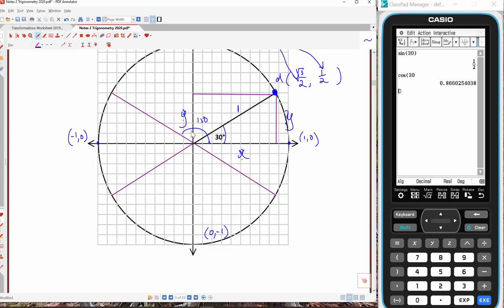All right, so let's mark in all of those. There's 150, there is 210, and there is 330, all in degrees. And what you might notice about each of the points that we hit is there's going to be some symmetry in the coordinates produced.